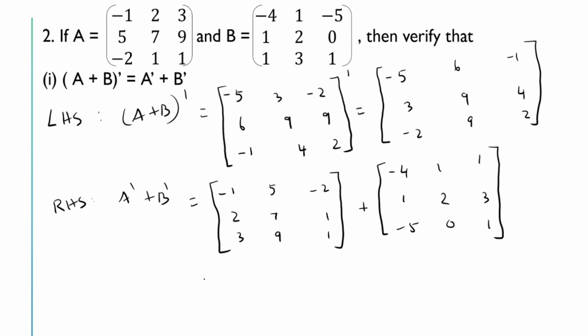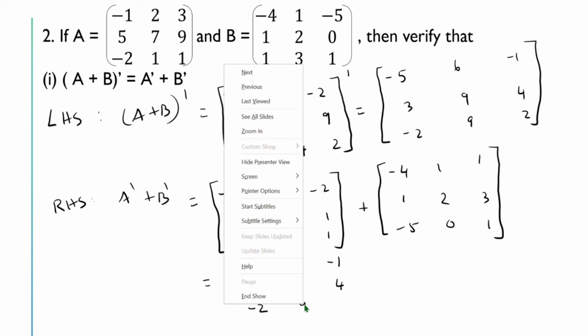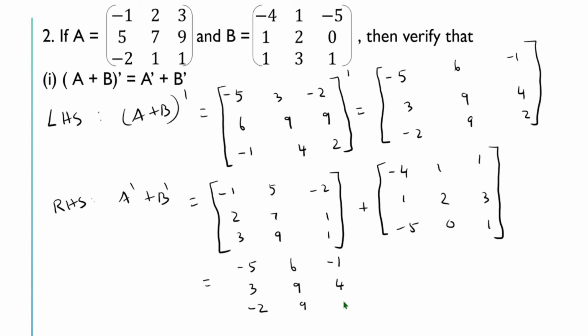So let us add these two. This is equal to minus 1 minus 4 is minus 5, 5 plus 1 is 6, minus 2 plus 1 is minus 1, 2 plus 1 is 3, 7 plus 2 is 9, 1 plus 3 is 4, 3 minus 5 is minus 2, 9 plus 0 is 9, 1 plus 1 is 2. So this is equal to the left hand side. So here we can see that these two matrices are equal.